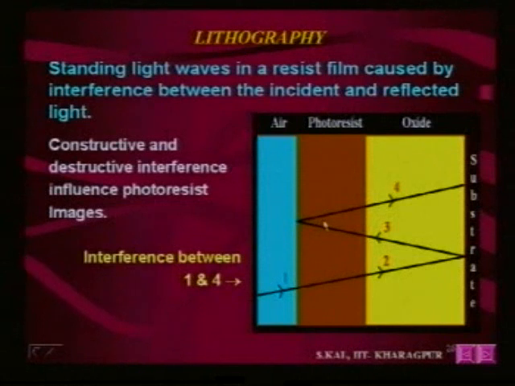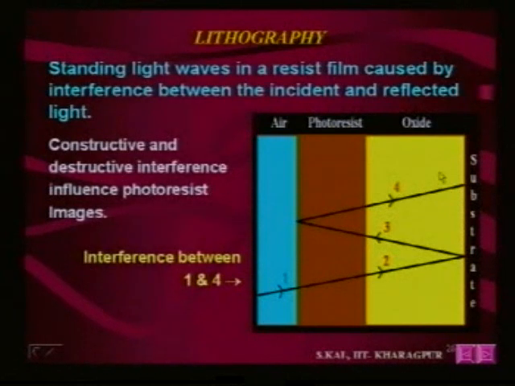So from path one, it passes through path two, then is reflected back, and travels on path three. Again, from reflection at the air photoresist interface, it follows path four. Now, you see the one and four. So one is in the same direction as four, these two waves, and both the rays originate from the same source. That means the wavelength would be the same. That means it is a monochromatic source, same wavelength, the one and four.